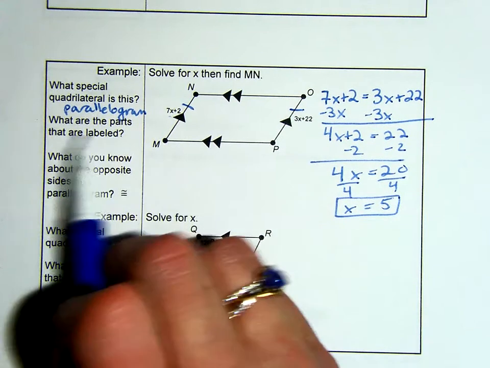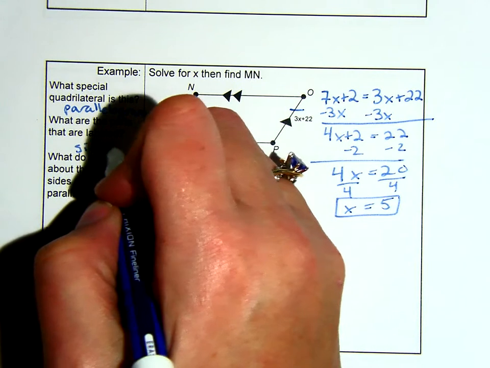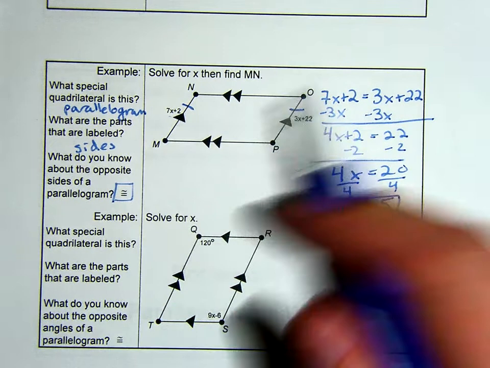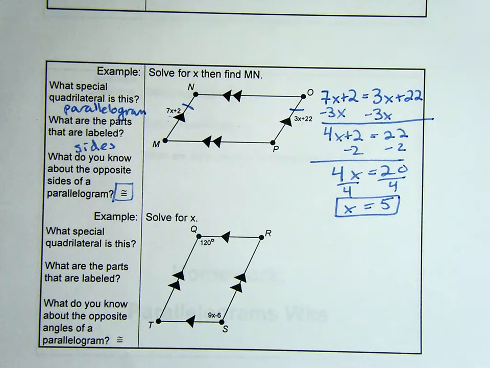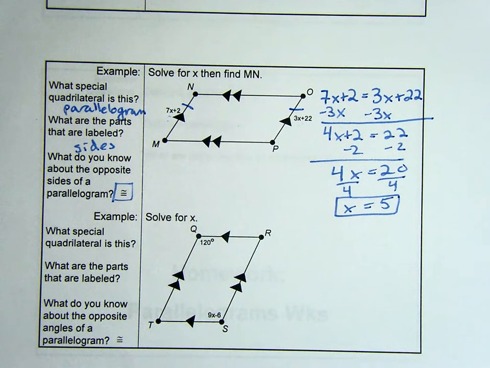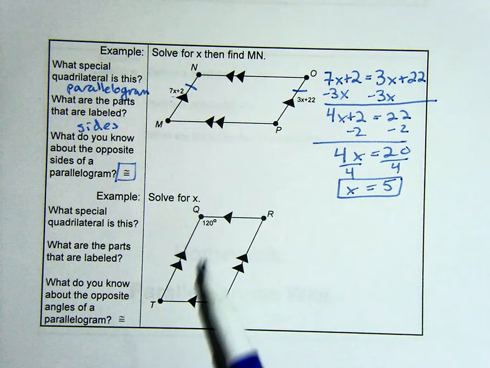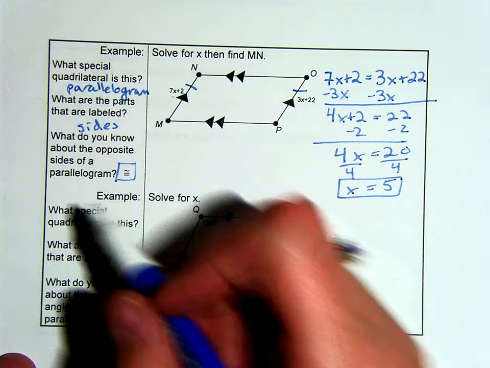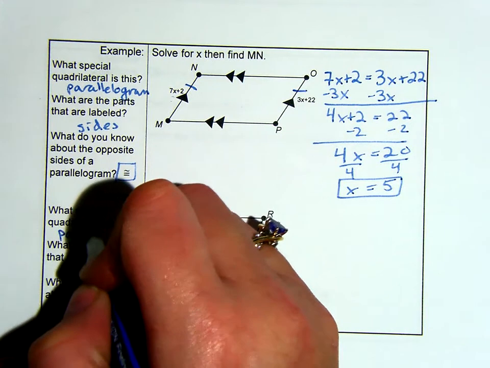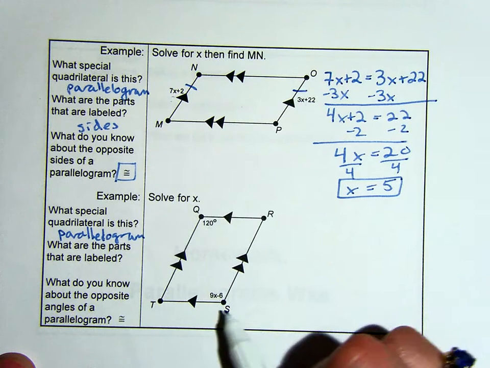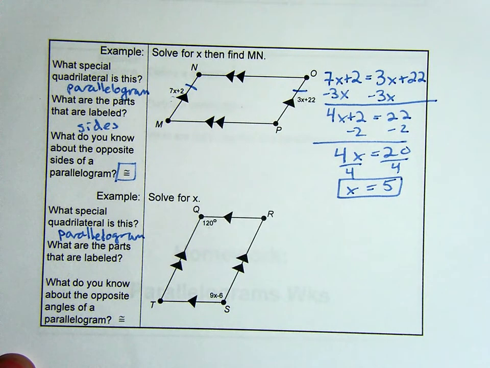So again, the parts that were labeled were sides. We knew the opposite sides of a parallelogram were congruent, which allowed us to set 7x plus 2 equal to 3x plus 22, and then we used our algebra to solve. So again, new problem, same questions. What special quadrilateral is this? From our markings, we can see that it is a parallelogram. What are the parts labeled? We have 120 and 9x minus 6. Those are opposite angles.